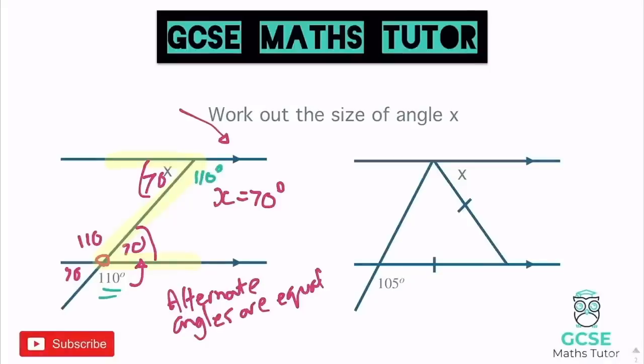And again, I'll try and draw this in a different colour, but they make this F shape, okay? So that 110 and that other 110 are corresponding angles. So we could have done it that way and then done angles on a straight line. Let's have a look at this other one.